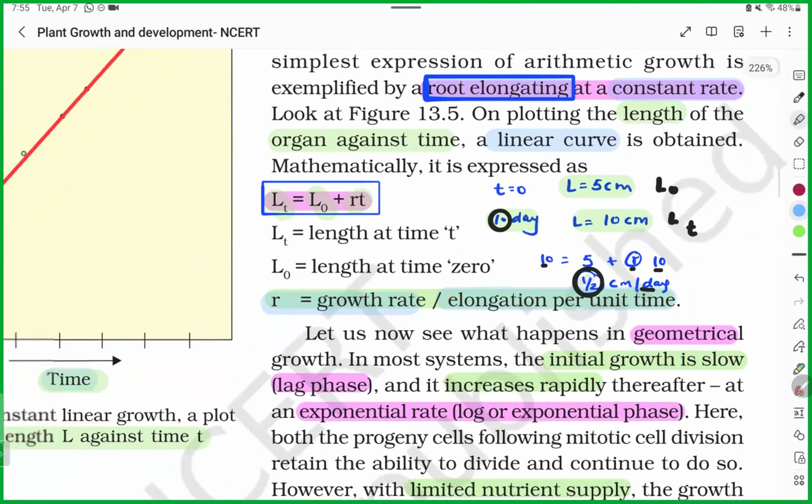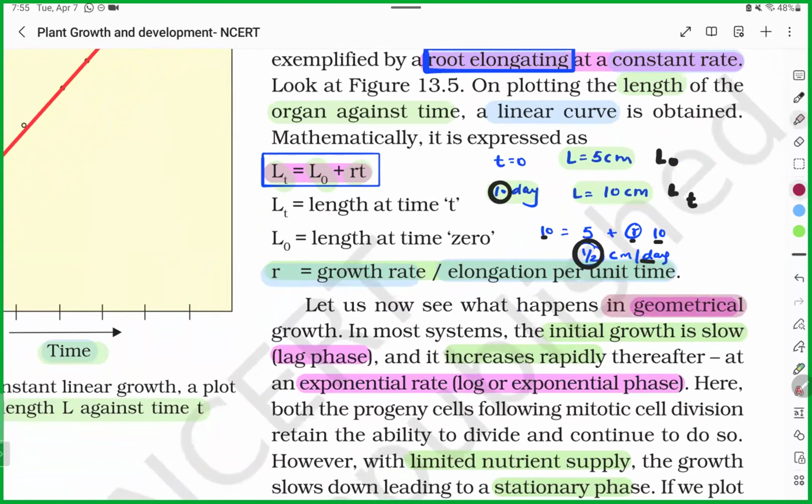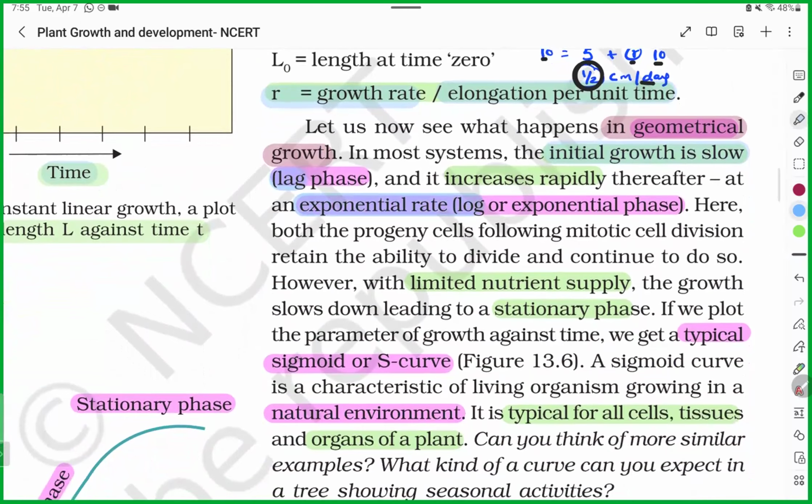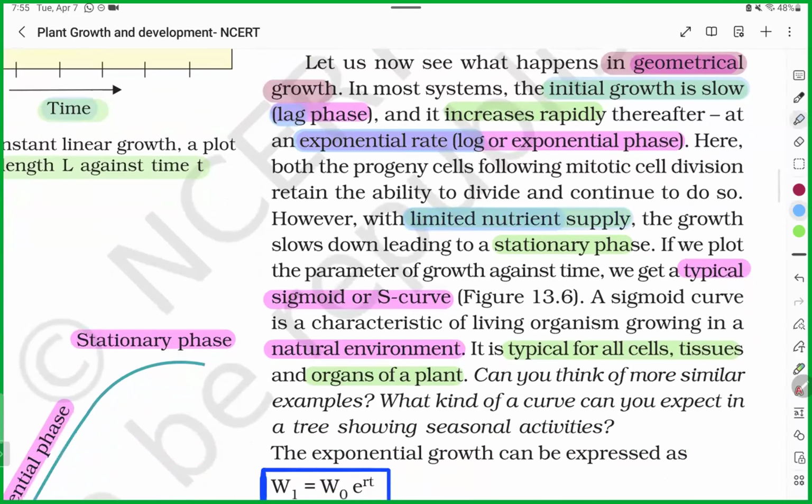In case of geometrical growth, in most of the systems, initial growth is very slow. Initial growth is very slow, known as the lag phase. Correct. Then rapid exponential rate, the log phase. Exponential log. Correct. Both progeny cells will show mitotic cell division, retain the ability of division, continuously dividing. Cells continuously dividing in the exponential phase. But we have limited food. We have limited food supply, so growth will slow down and reach the stationary phase. Final.